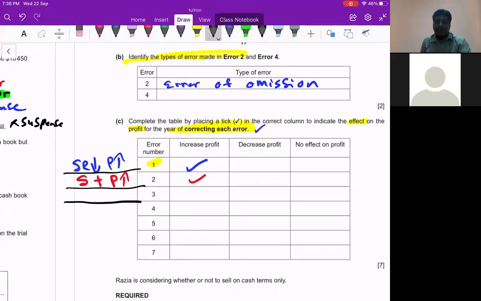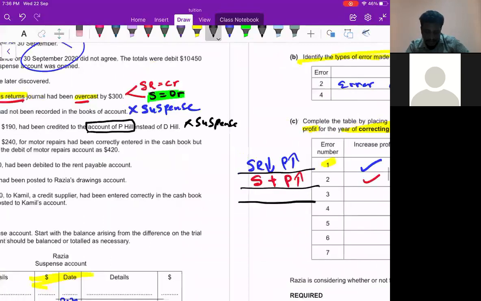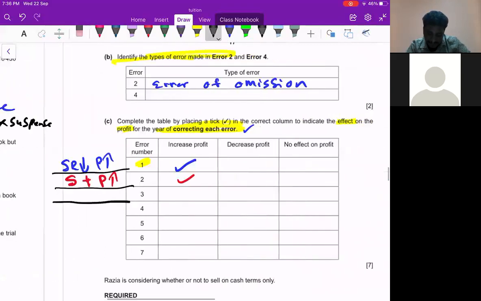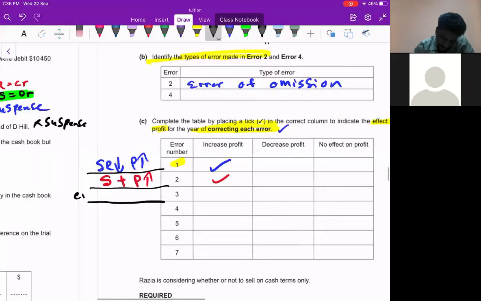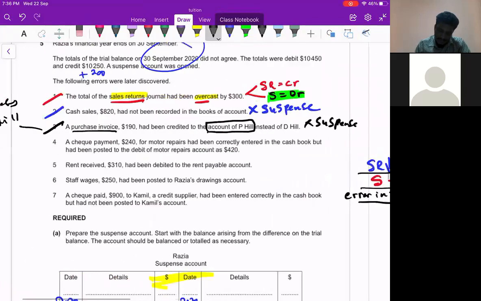What happened to your profit? Your purchases is correct. Okay, the mistake is in trade payable. Trade payable is a liability, and a liability is not related to profit. Only the income and expenses will affect the profit. So for this one, profit, no effect. This one, profit, no effect. Next one.